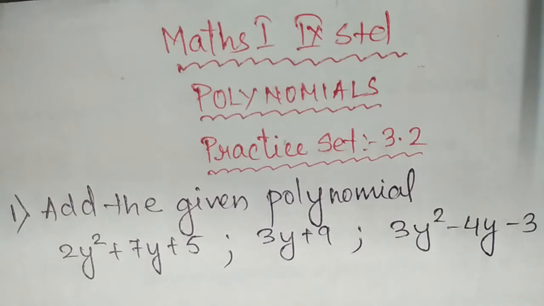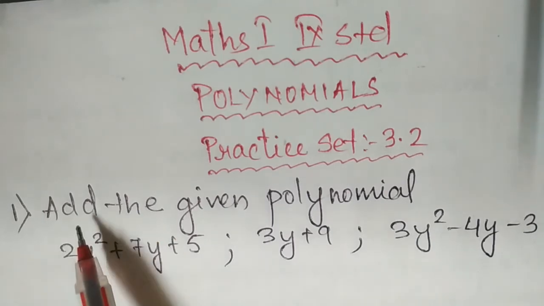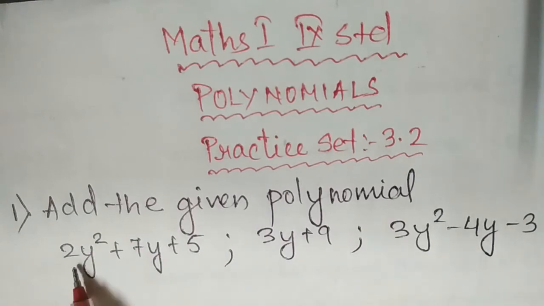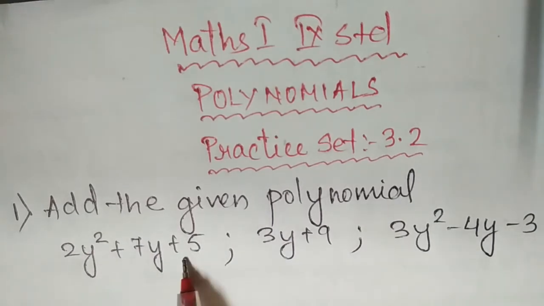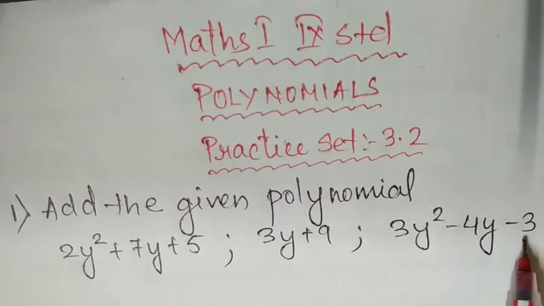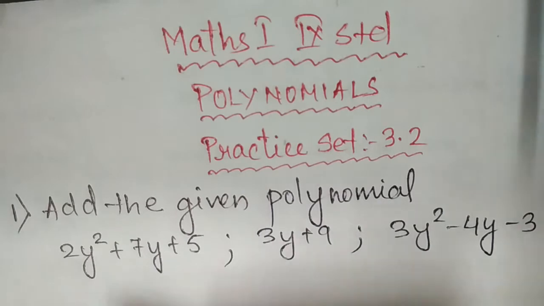Till the last video, we have cleared all the operations on polynomials that I have explained. So today we will start with the practice set. The first question is to add the given polynomials: 2y square plus 7y plus 5, 3y plus 9, 3y square minus 4y minus 3. So here, how to add these?